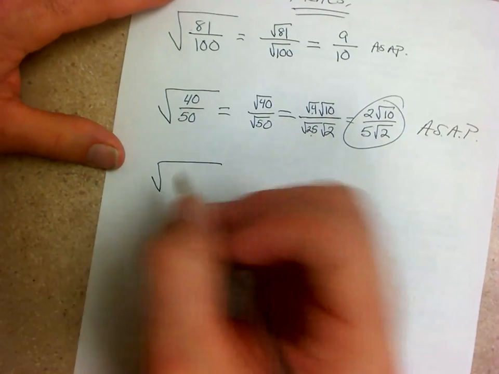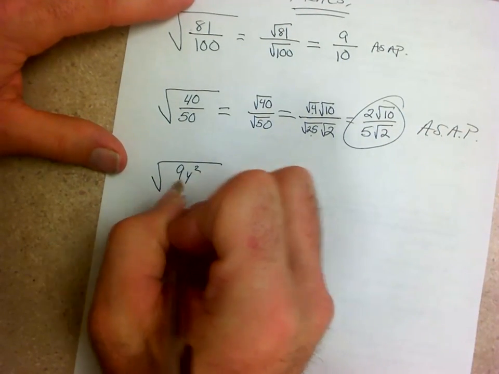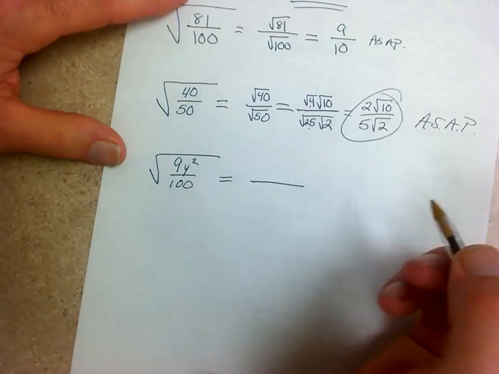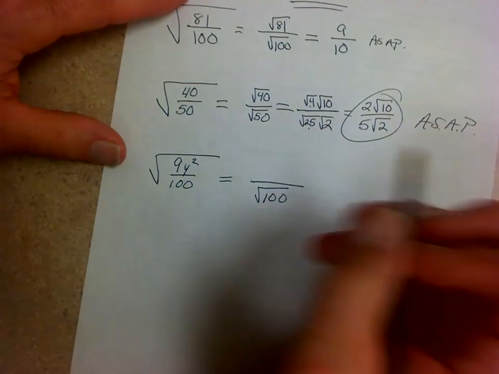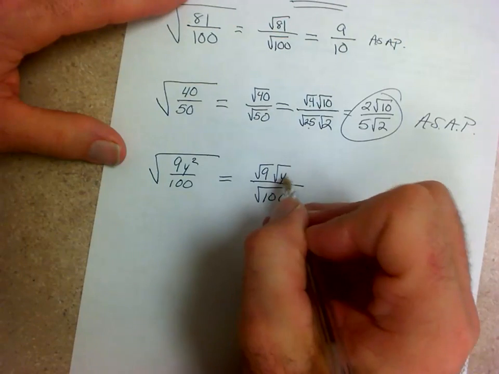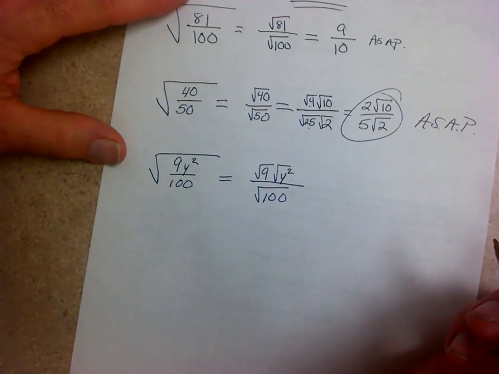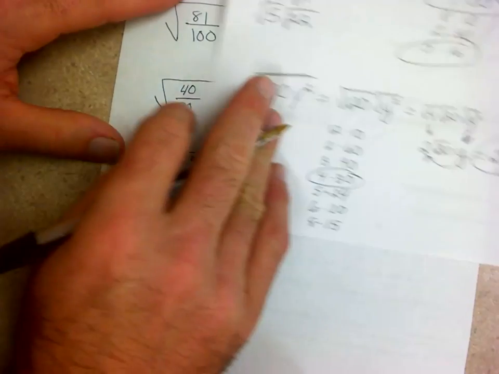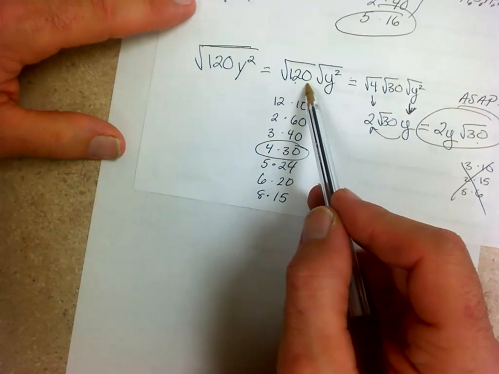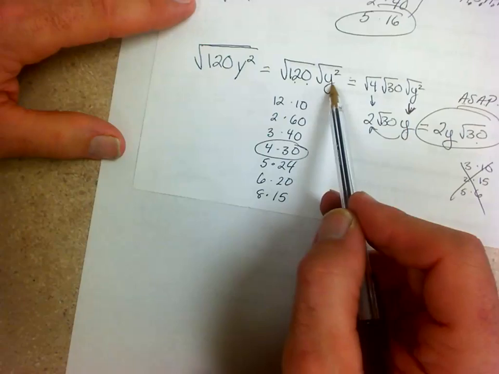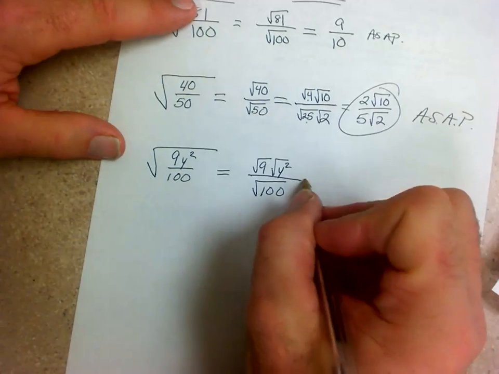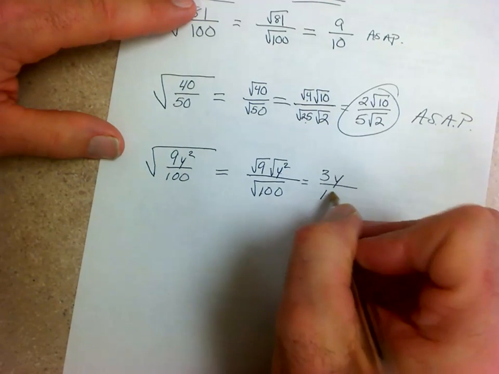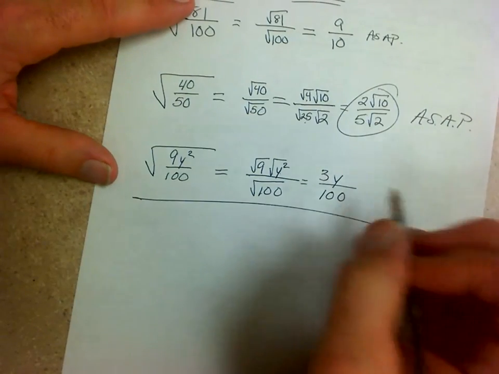We can always throw in the variables. So we would have the square root of 9y squared over 100. We have the square root of 100 in the denominator. We would have the square root of 9 and the square root of y squared on top. Again, we broke those apart, simply the same thing we did earlier on the previous problem, where we put the numbers under one square root and the variables under the other square root. Square root of 9 is 3. Square root of y squared is y. Square root of 100 is 10. As simple as possible.